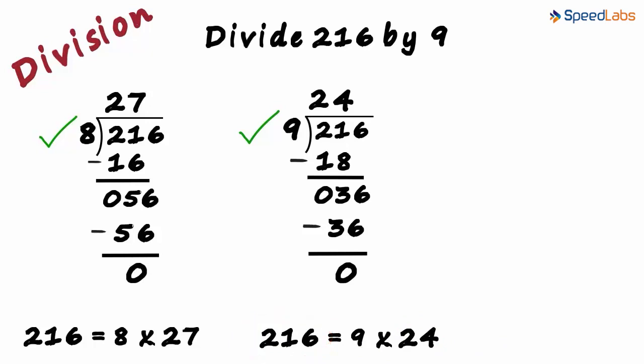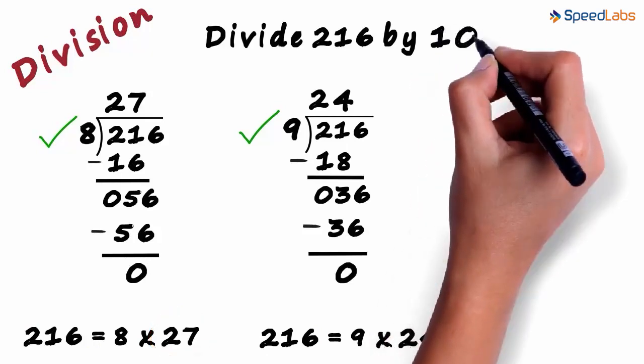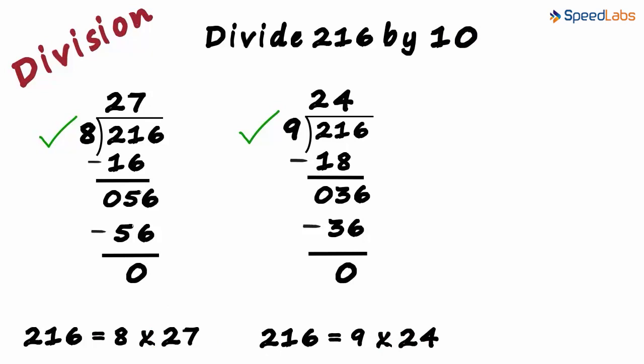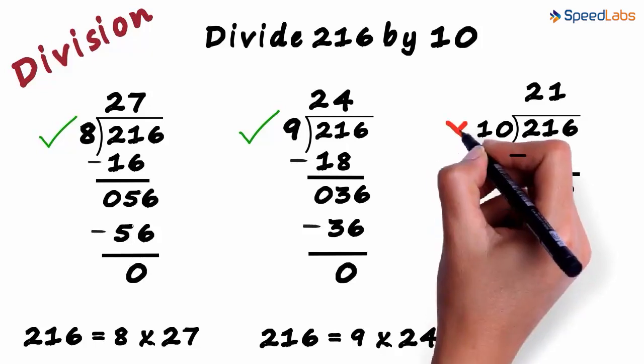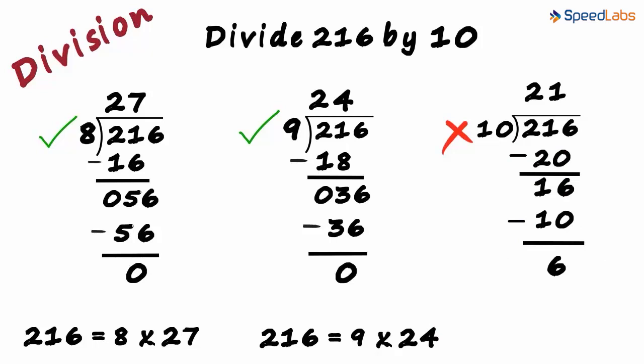In the process of finding out if 8 and 9 are factors of 216, we also found out two more factors of 216: 27 and 24. What about 10? Is it a factor of 216? To find out, we divide 216 by 10. In this case, we get the remainder as 6. As it's not 0, we can say that 10 is not a factor of 216.